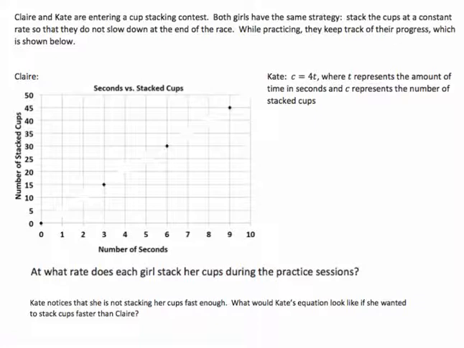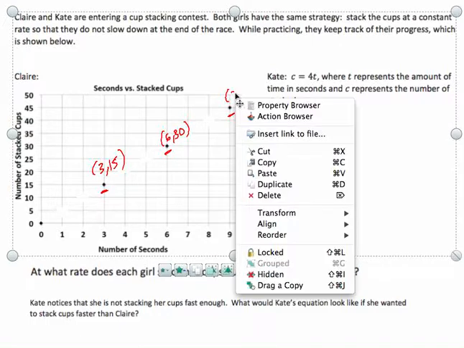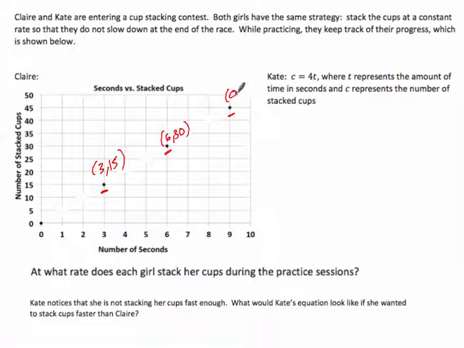We see that Claire is stacking cups, and the points are given. We see that in 3 seconds, she can stack 15 cups. And so on, 6 and 30, 9 and 45. All of these points represent ordered pairs that can be plotted into a table. So if we were making a table, those would be our 3 points.